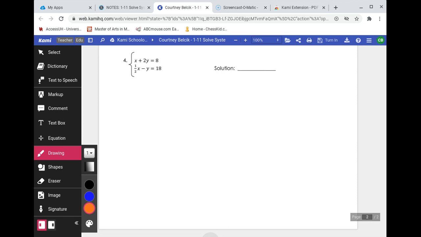It would probably be easiest to solve in the first equation for x. That equation has no fraction, and the x variable has a coefficient of 1, so it's not going to be too difficult to solve for x. So we have x plus 2y equals 8. If I want to isolate x, that means I want to do inverse operations to move that second term. And I have x equals negative 2y plus 8. So step 1 solved, done.